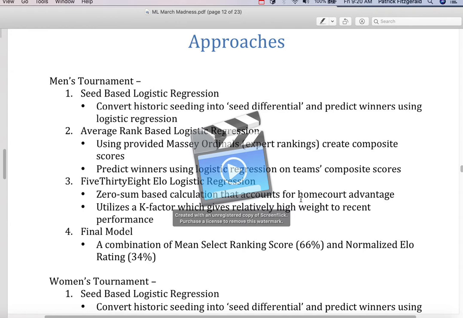And then the final model is going to be a combination of mean Massey ranking score and normalized ELO rating. So it's going to be something along the lines of the average rank-based model, but a little bit more specific, combined with the normalized ELO, and I'll get into that as we get there.